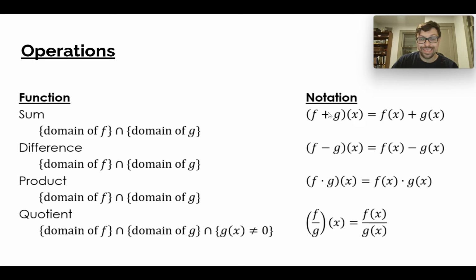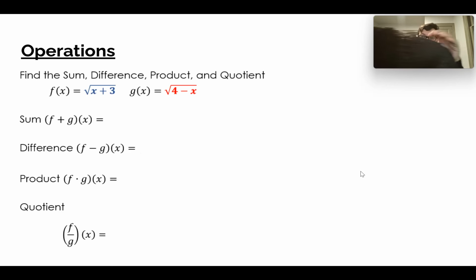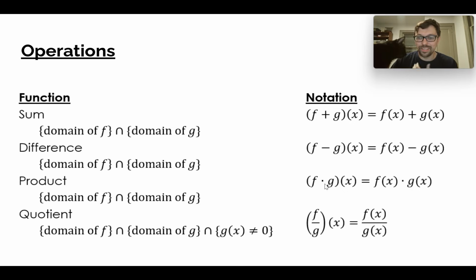If we see f plus g of x, it's really asking us to take whatever f of x is and add it to whatever g of x is. Same thing if it's a minus. With the multiplication, it'll be that little dot multiplication. This means f times g of x, and then this division.